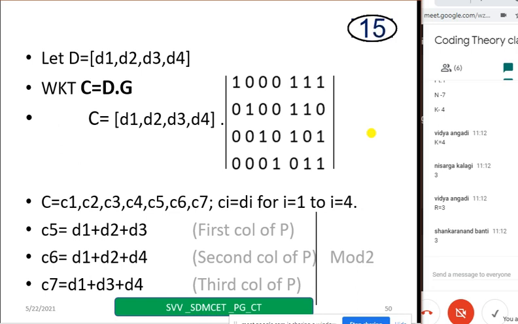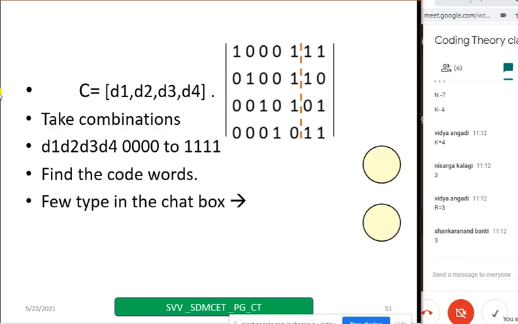Take one particular combination D1, D2, D3, D4. Any one combination you can take, 1, 1, 0, and something like that. Actually, you have to take all the 16. Because it's a beginning problem, you have to do overall. So let me go to the next slide. So what you have to do, take D1, D2, D3, D4, starting from 0, 0, 0, 0 up to 1, 1, 1, 1, multiply C equal to D into G, find the code word, type a few code words in the chat box. Your time starts now.